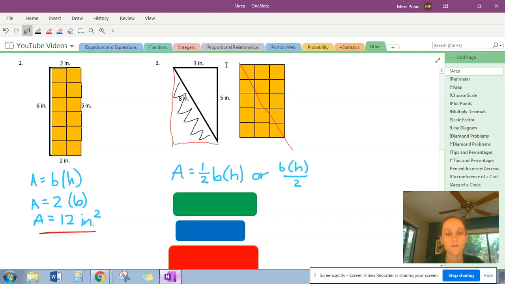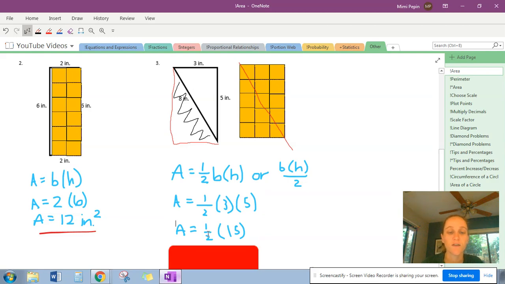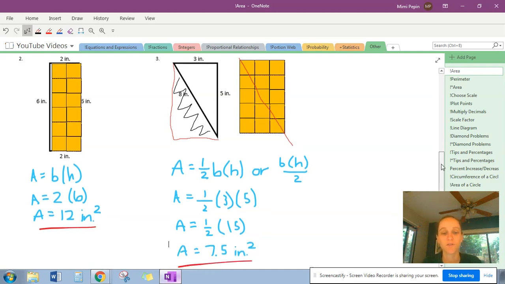So if I do 3 times 5, that gives me 15. Then I'm taking only half of those because, again, I don't care about this half or this half down here. So my answer is going to be 7.5 inches squared.